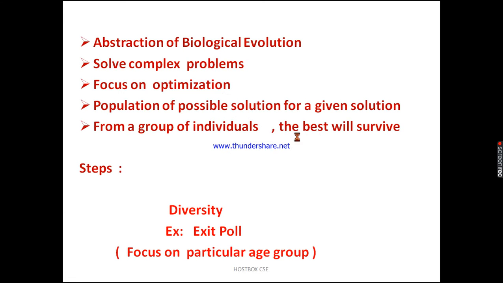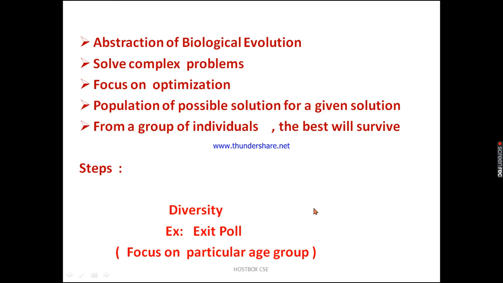Before going on, first of all, initialization. I'll give a real-time example here: diversity. Initialization means diversity. What kind of diversity are you going to create? Let's take the example of an exit poll. What will we focus on here? A particular age group. We always focus on a particular age group, so we can make a lot of divisions, such as those above 18 years, where we target the poll, under 18 years, and other age groups. After that we can go for fitness and so on.